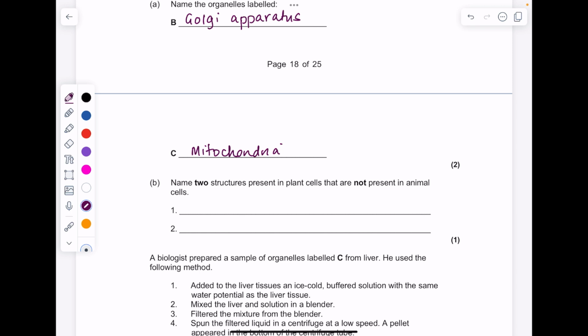Name 2 structures present in plant cells that are not present in animal cells. Not too difficult. Vacuole, chloroplasts.